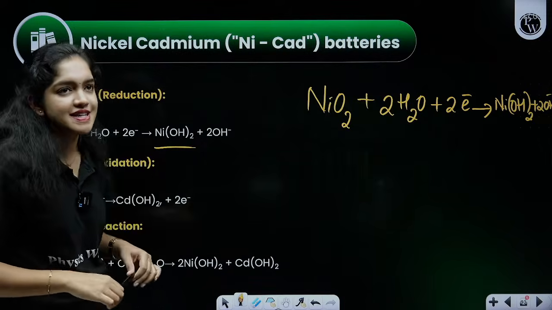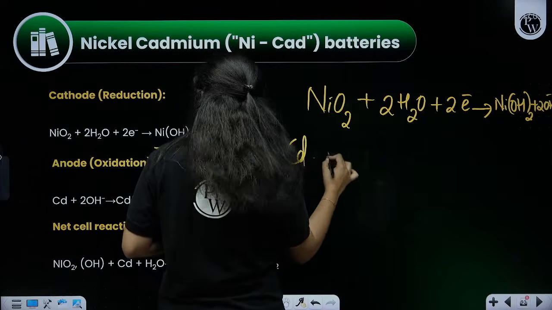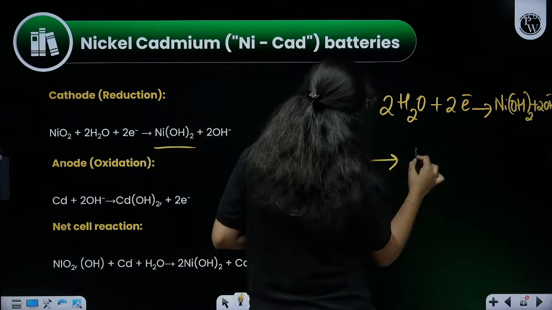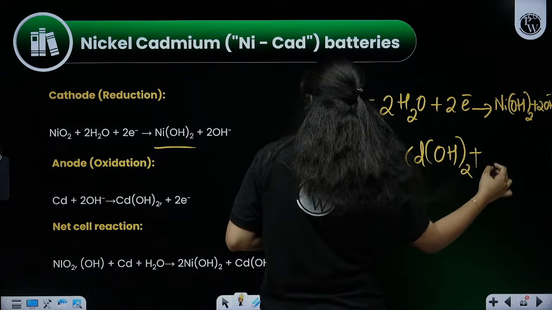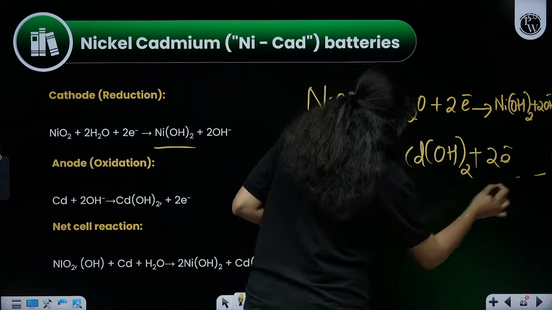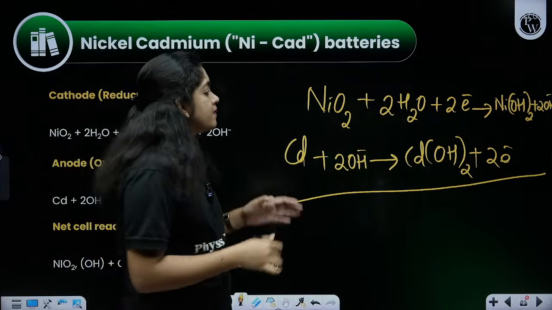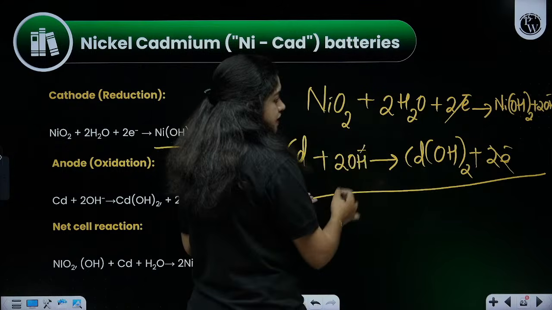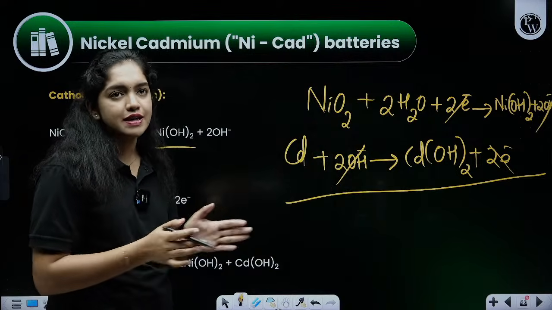Yes. Okay. Then second one, anode. Cadmium plus 2OH minus gives Cd(OH)2, cadmium hydroxide, plus 2 electrons. So how will we add it? When anything is similar on the opposite side, we can cut it. Just look at the opposite side. Here 2 electrons, here 2 electrons, that we can cut. OH minus we can cut. So add it and write, that will be the total final redox reaction happening there.